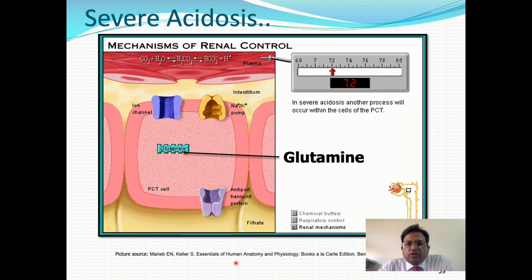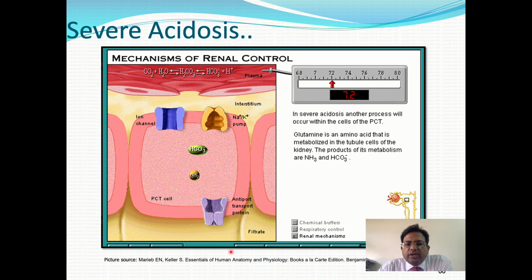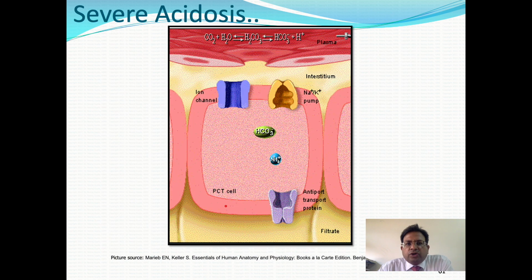Now, in severe cases of acidosis, another process will occur in the cells of the PCT. There is an amino acid known as glutamine in the PCT cell. This glutamine is metabolized in the PCT cells to produce ammonia and bicarbonate. Now, the ammonia is exchanged with sodium from the filtrate using the antiport protein. Ammonia goes into the filtrate, and sodium is exchanged into the PCT cell.